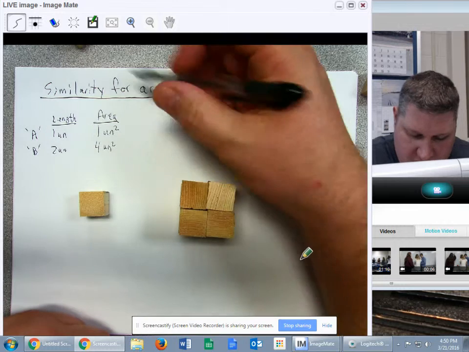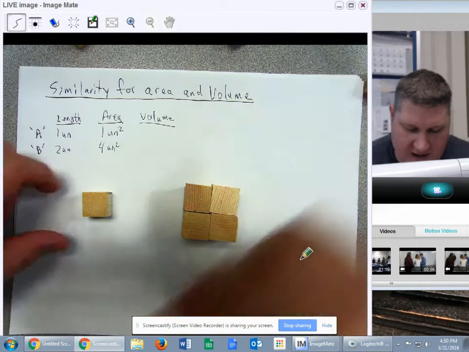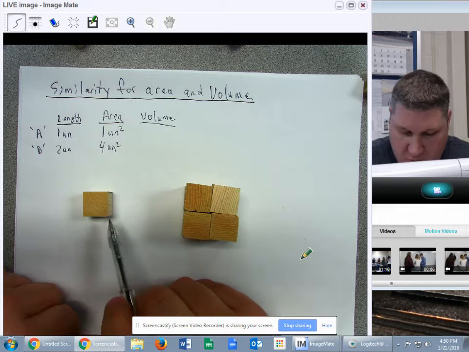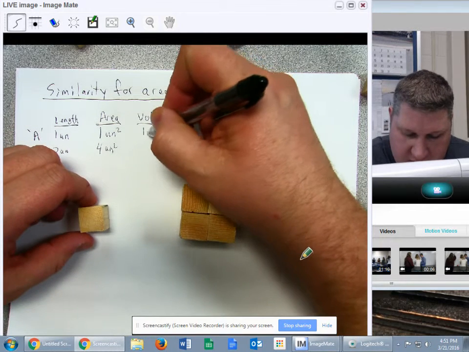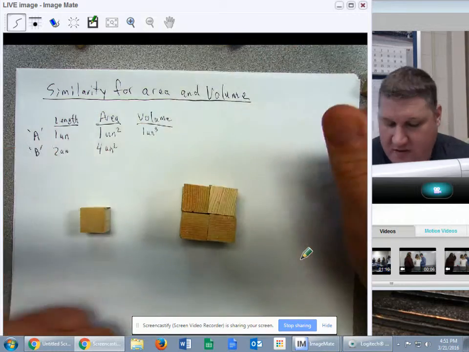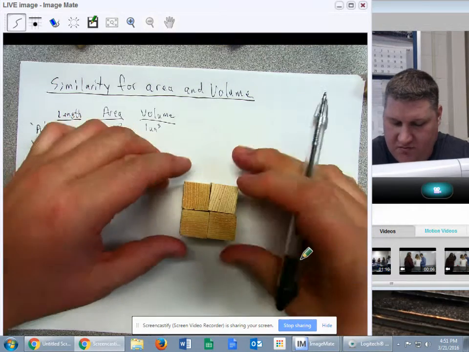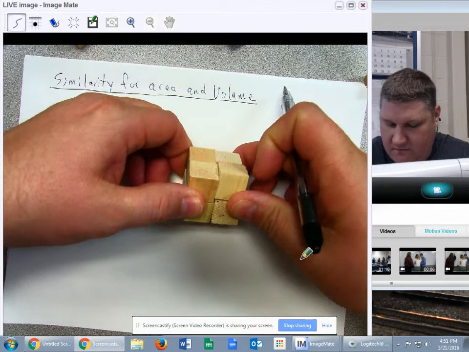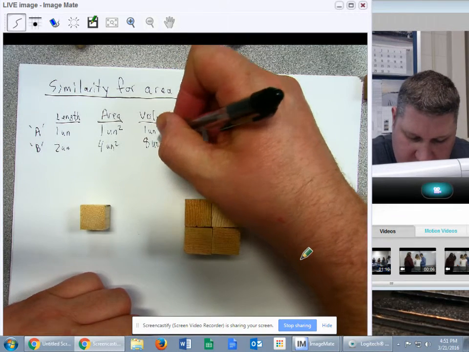Over here for volume, if I take a look at volume, I have 1 by 1 by 1, and so I have 1 unit cubed. Over here, I have 2 by 2 by 2, and in this case, that would give me 8 units cubed.